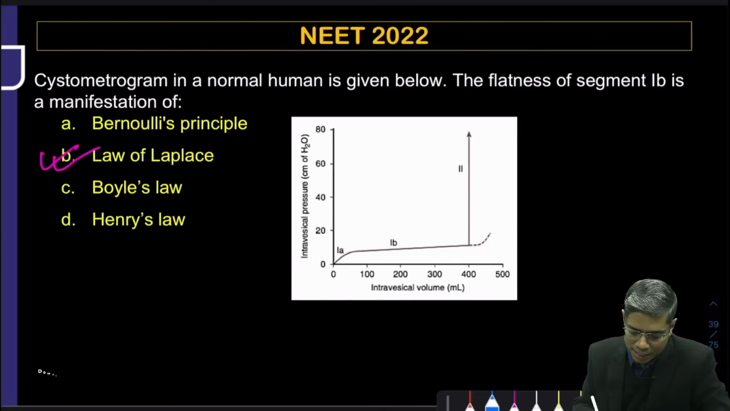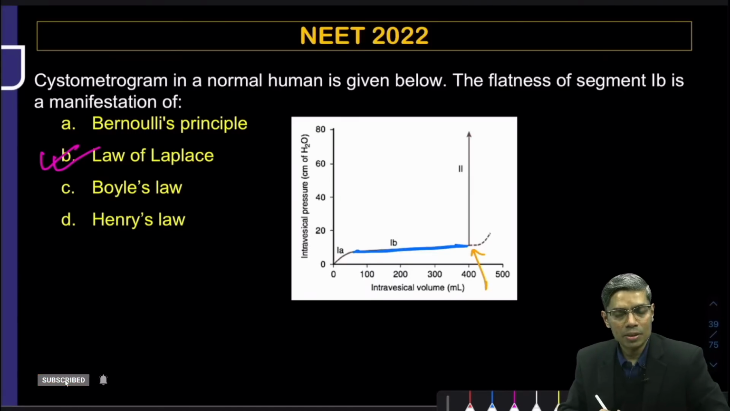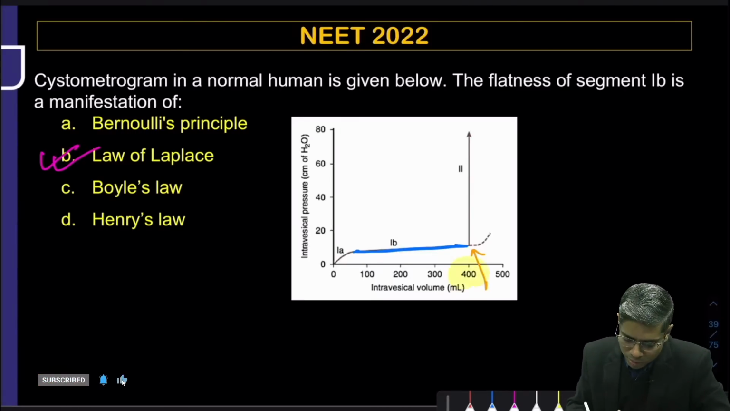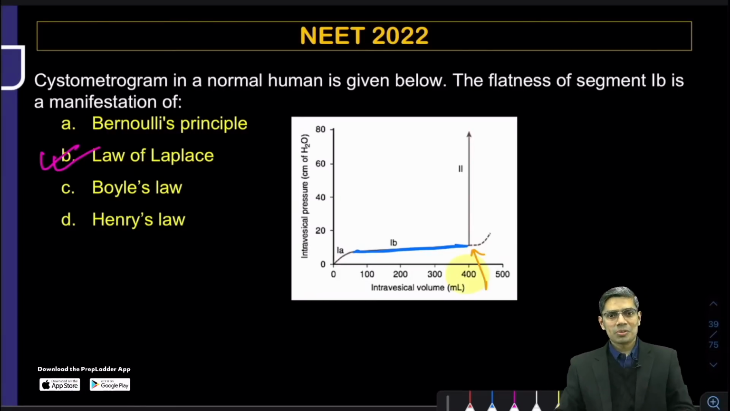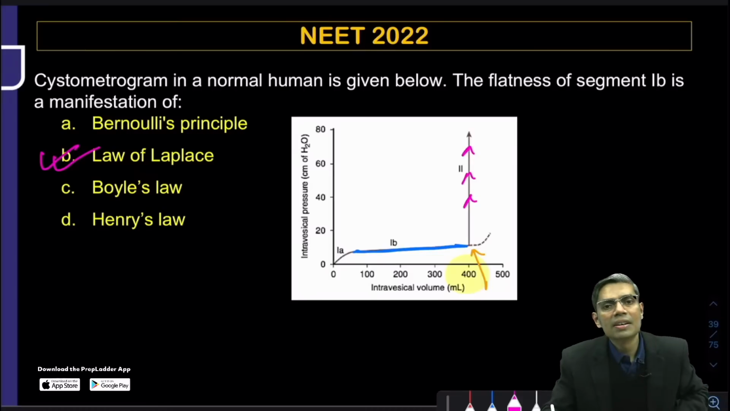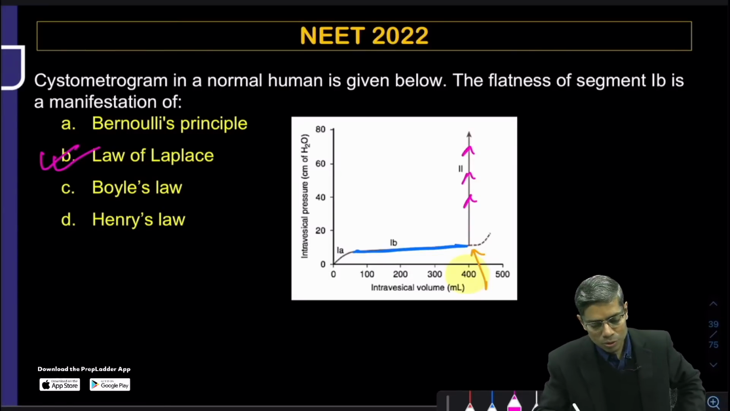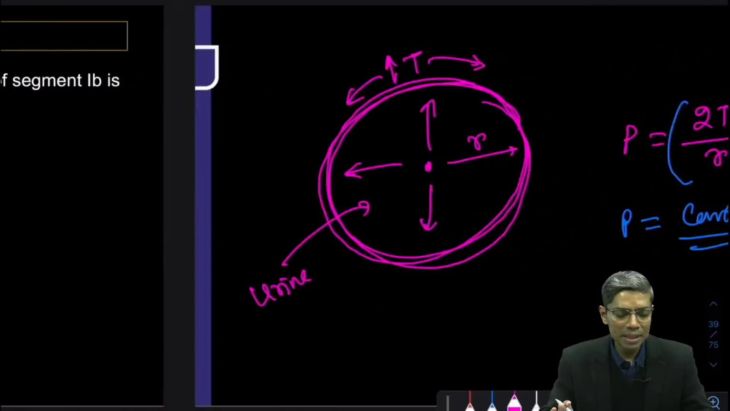So, that is why this part is the application of the Laplace law. After that, there will be sudden appearance of the micturition reflex. Whenever your bladder urine volume is more than 400, okay, now your micturition reflex will start, and whenever micturition reflex starts, sudden increase in intravesicular pressure will be there, and that is shown here in this curve. Okay, so this is simple. Answer is 1B, Laplace law.